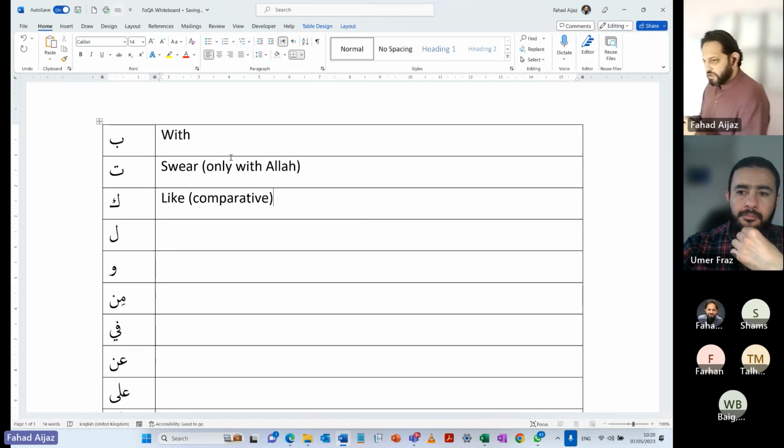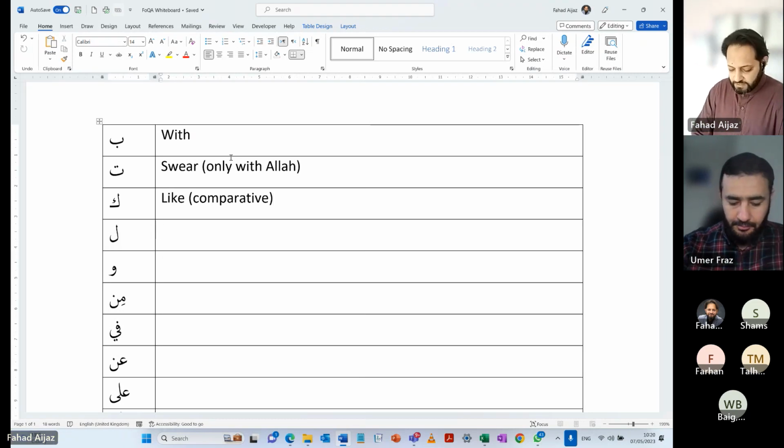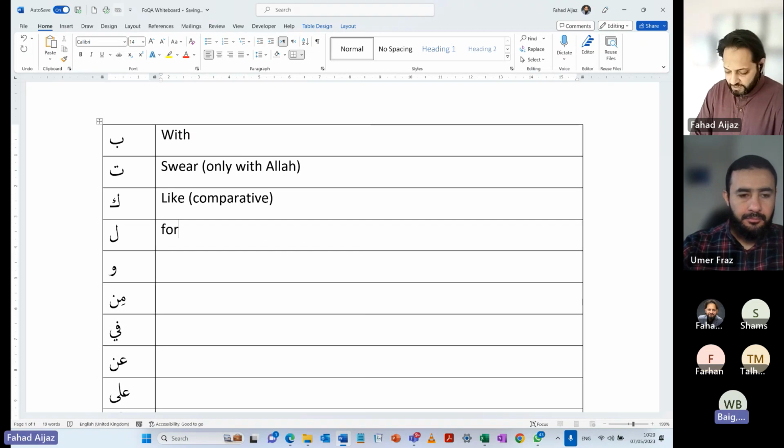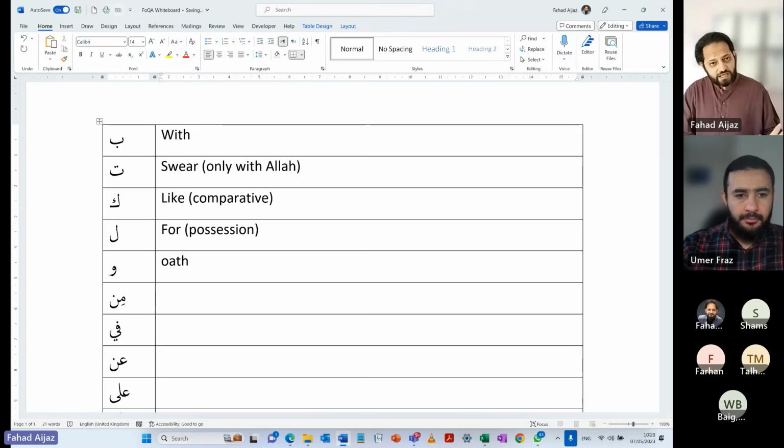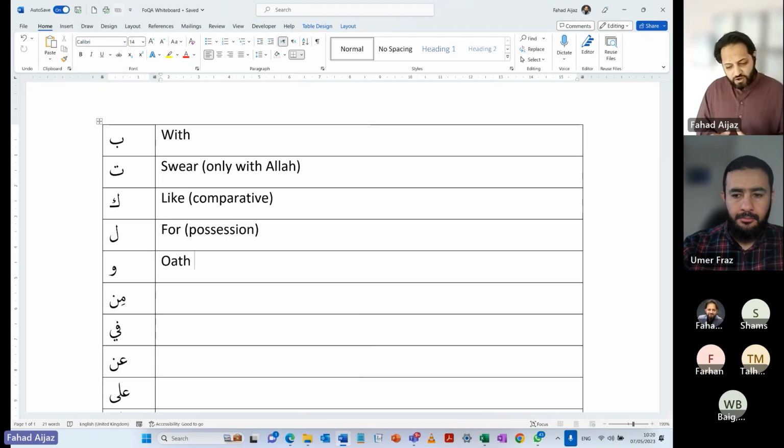So Tala is not like Farhan. Farhan is not like Waqas. Waqas is definitely not like Shams. Those types of likes. So that like is this kaf. Okay. Lam is for. It is for possession. Waw is oath. There are many types of vows in Arabic. There is one vow which is and, which is a connected vow, and there is a vow which is oath, and there are a few other vows which we'll inshallah do when we have more understanding of sentence structures. But right now it's oath.